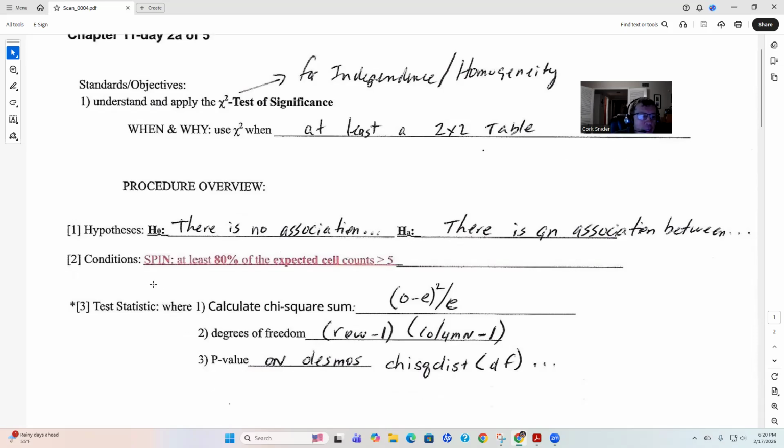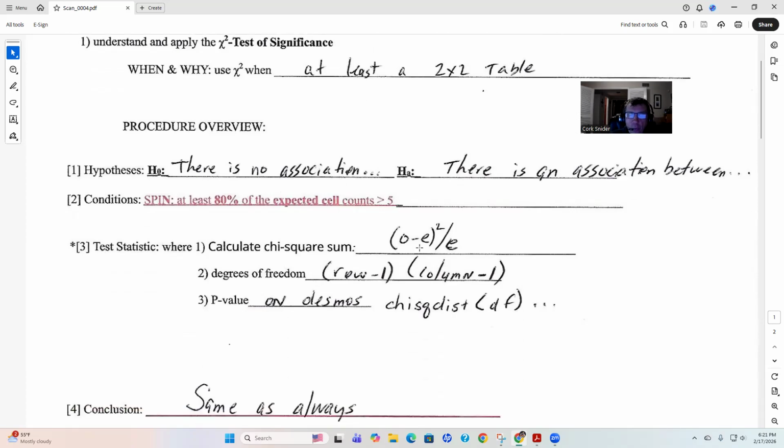All right, we know the conditions, the SPIN rule. Remember, the N in SPIN is for the expected counts. Usually, all the expected counts are bigger than 5. Once in a while, there'll be one that's not bigger, and then you're going to check to see if at least 80% of those are bigger. Okay. The test statistic is the chi-square sum. Remember, the individual contributions for the chi-square are O minus E squared divided by E.